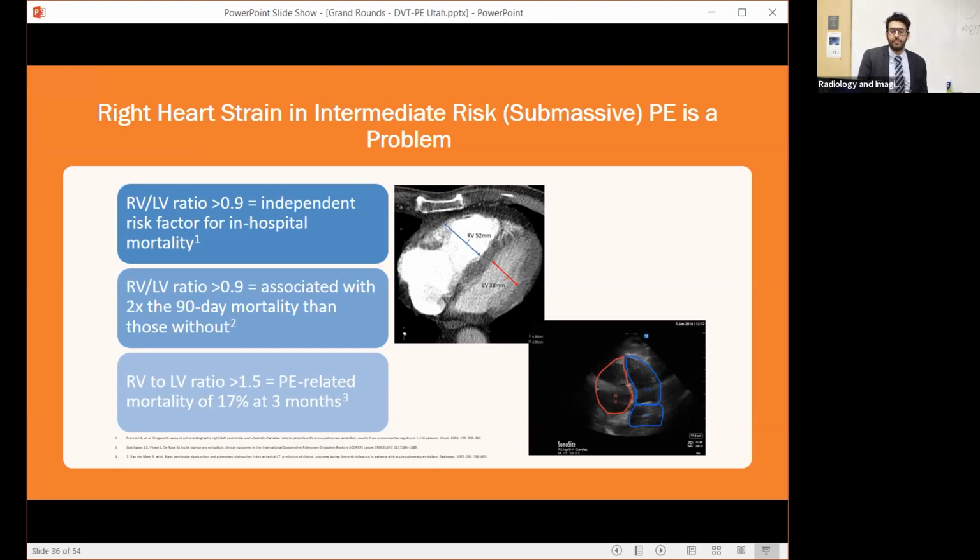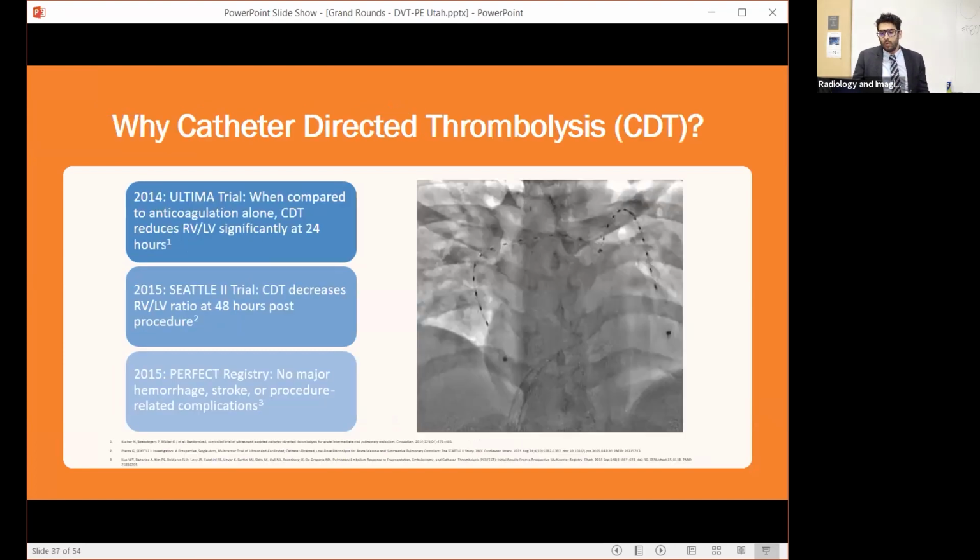Patients who have an RV-LV ratio greater than essentially 1 are associated with twice the 90-day mortality than those without. And if you have a very high RV-LV ratio greater than 1.5, the PE-related mortality is almost 20% at 3 months. So it's a sort of surrogate marker for badness, essentially, that it's going to increase your risk of mortality. So why catheter-directed thrombolysis then, or why interventional treatment?